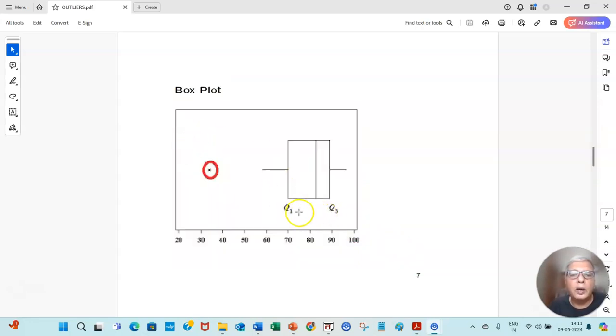In a box plot, we have the first quartile, third quartile, median, minimum, maximum, and an outlier stands out from the general data. So that comes in the box plot. So these are the techniques to visualize the outliers, or you can say to detect the outliers visually. We apply these techniques to see whether there is an outlier in the data.